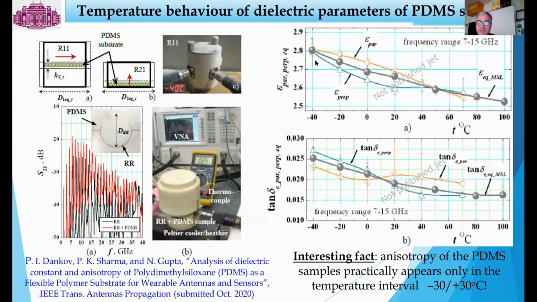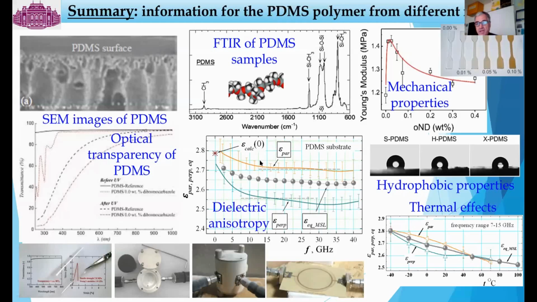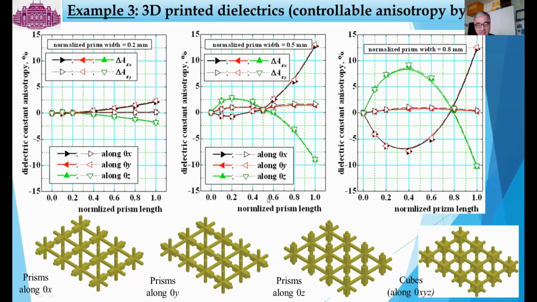The porous structure is minimized at very high frequency. So to summarize for this material, information from different methods and our method in the microwave range coincide, and this material has more or less anisotropic properties, and this is quite new.